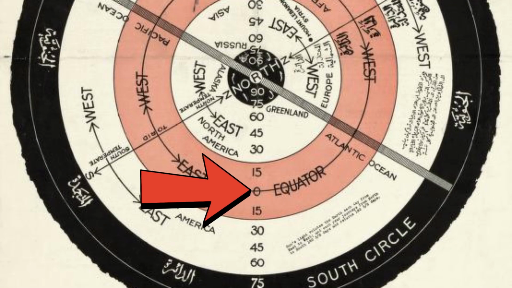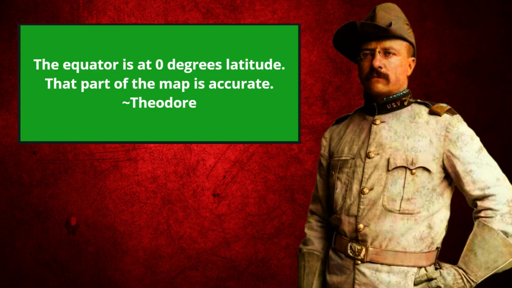Theodore, these numbers here are the lines of latitude. The lines of latitude qualify as a precise scale. To claim that this map is not accurate at all is to claim that the equator is not at 0 degrees latitude and the North Pole is not at 90 degrees latitude. The equator is at 0 degrees latitude. That part of the map is accurate.